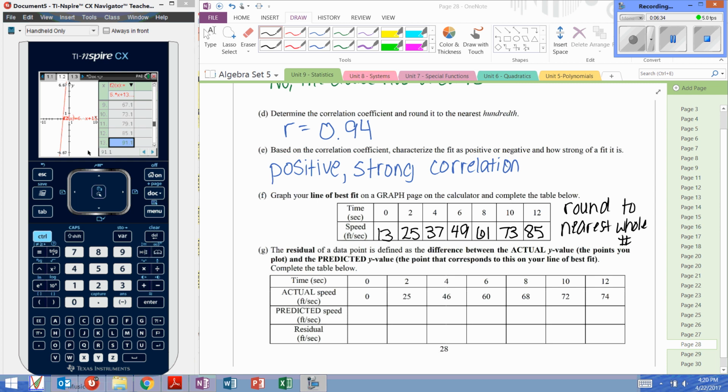All right, so now that our table is completed, moving on to part G, it goes on to tell us how we even calculate a residual of this data. So the residual is the difference between the actual and the predicted. So actual, what you actually got, and what we predicted using our line of best fit. So what we actually need to do here in the table is copy and paste the values that we just wrote right up top.